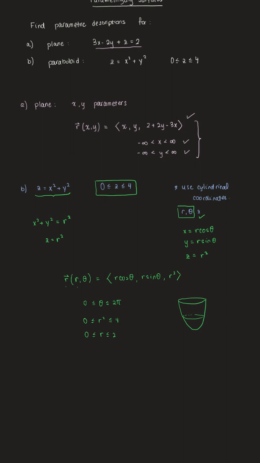And we have our parametrization. So here's our vector function that describes the surface, and our parameter intervals then will be this one and this one. They specify what will be the domain of theta and what will be the domain of r. And we have parametrized a plane using rectangular coordinates and a paraboloid using cylindrical coordinates.